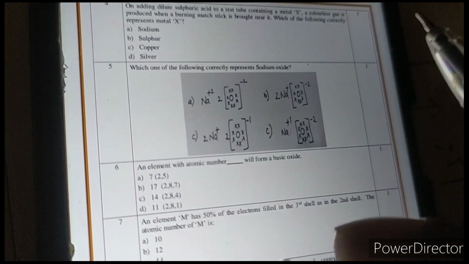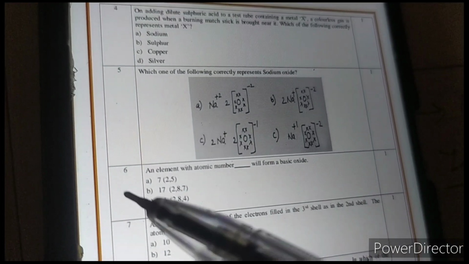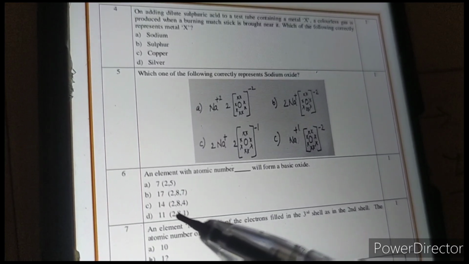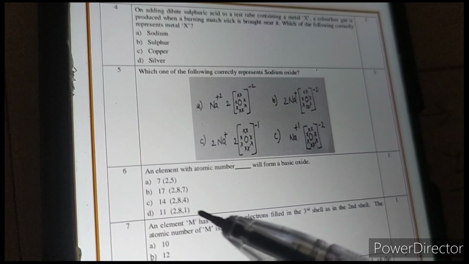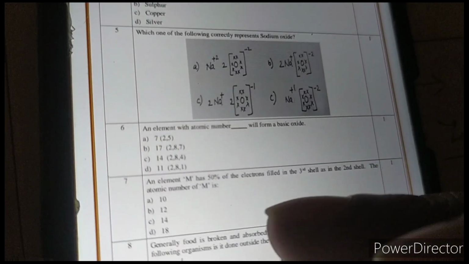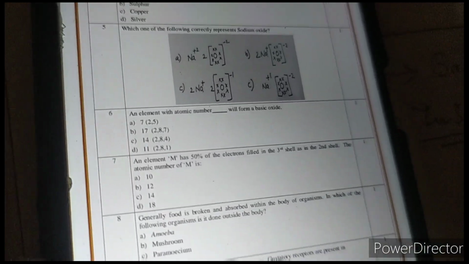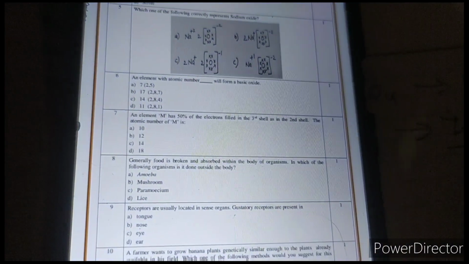An element with atomic number dash will form a basic oxide. Basic oxide is always formed by a metal. 7 is a non-metal, 17 is a non-metal, and 14 is again a non-metal. So atomic number 11, that is sodium, will form a basic oxide. An element M has 50% of electrons filled in the third shell as in the second shell. The atomic number of M will be? So here you have three shells. The first shell is filled, the second shell is filled, and half of that number is in the third shell: 2, 8, 4. So that means the atomic number is 14. So answer C is correct.